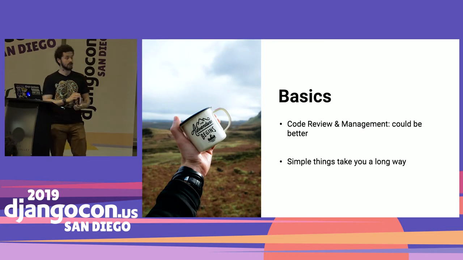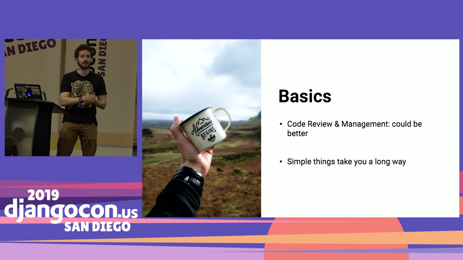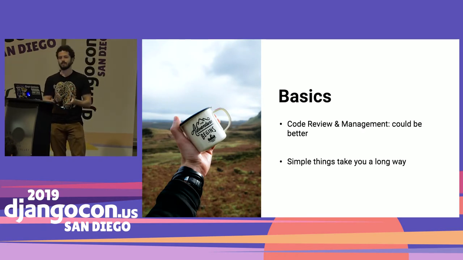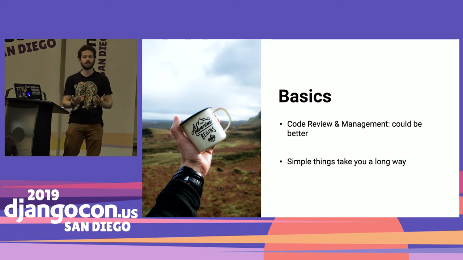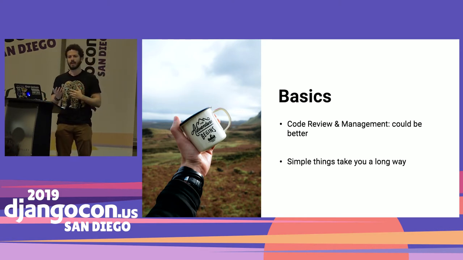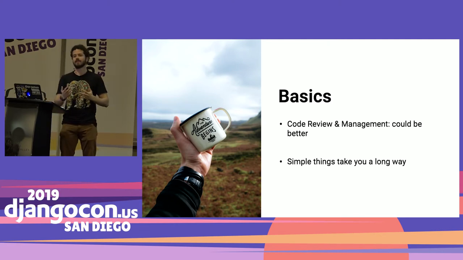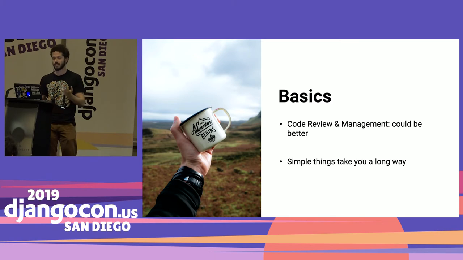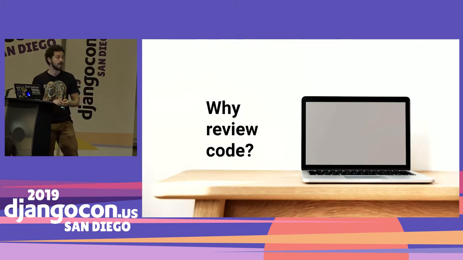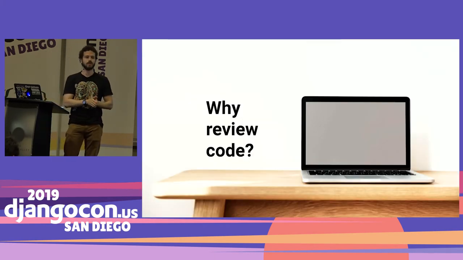So going to the content itself, I imagine that most, if not all of you, have already dealt in some way with pull requests. If you've heard about it, if you have to actually work on a pull request. And you probably have some ideas on how to do it. But I believe that for all of us, including me, of course, there's always ways to get better at it. And some simple things can take you a long way in that process. First of all, let's ask, why should we review code?